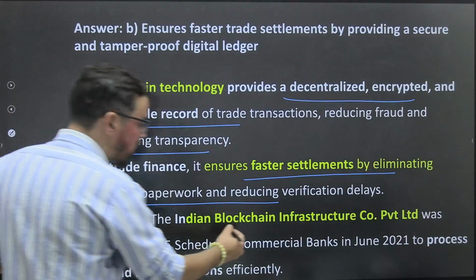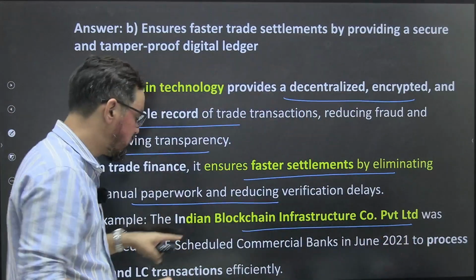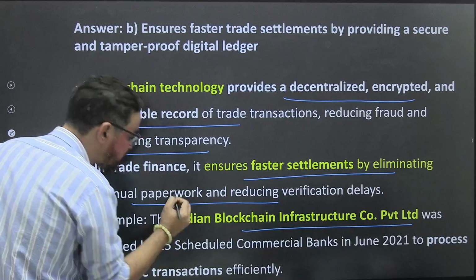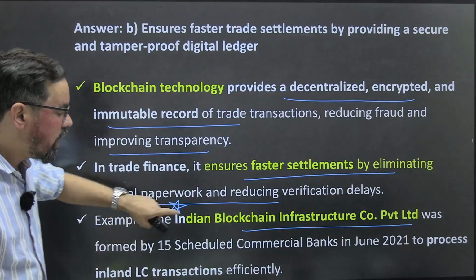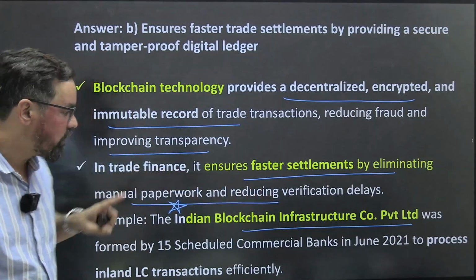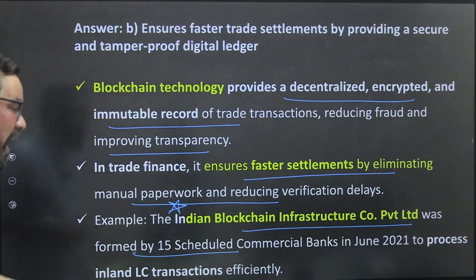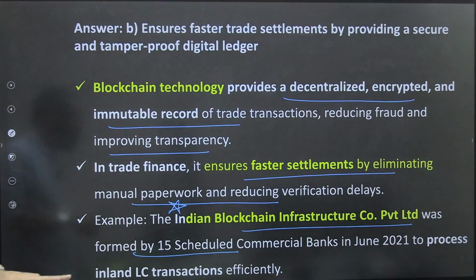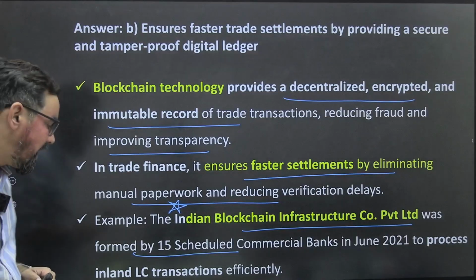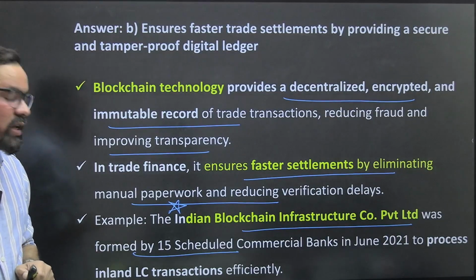So the Indian Blockchain Infrastructure Company Limited, this is very important, it is asked many times, okay? So we have one organization called Indian Blockchain Infrastructure Company Private Limited, formed by scheduled commercial banks in June 2021 to process inland LC transaction efficiency.